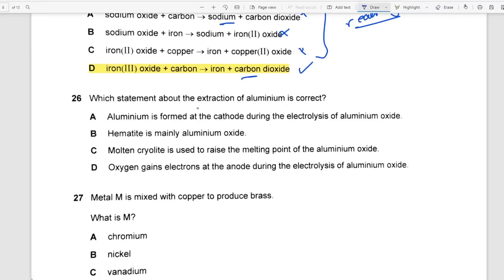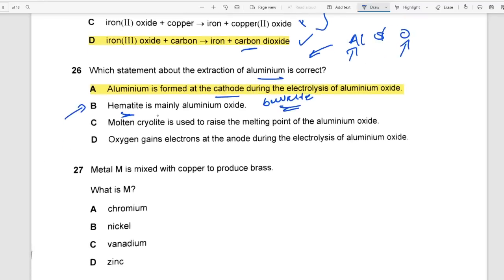Next question. Which statement about the extraction of aluminium is correct? We know the extraction involves aluminium and oxygen, aluminium at the cathode, oxygen at the anode. Aluminium is formed at the cathode during electrolysis. That is correct. Already I know that is correct. We move on to the next options. Hematite is mainly an aluminium oxide. So it's not hematite actually, it's bauxite. Hematite is for iron if you remember. So you need to know this. So this is for iron.